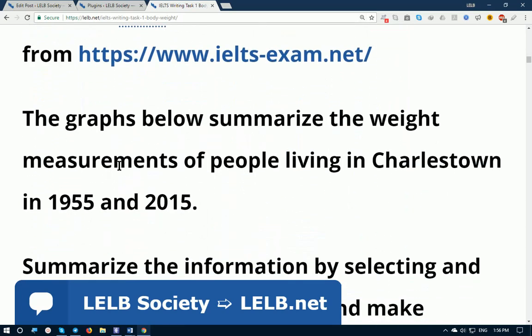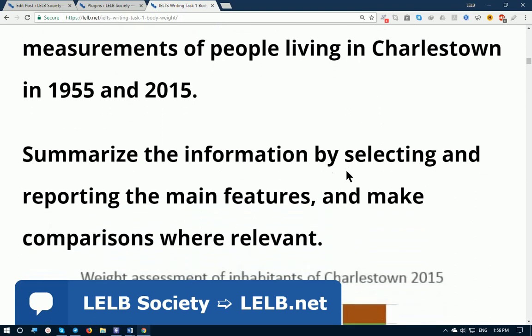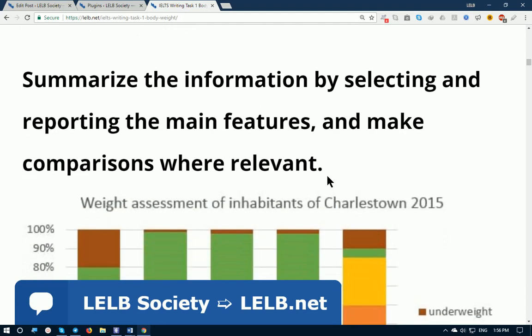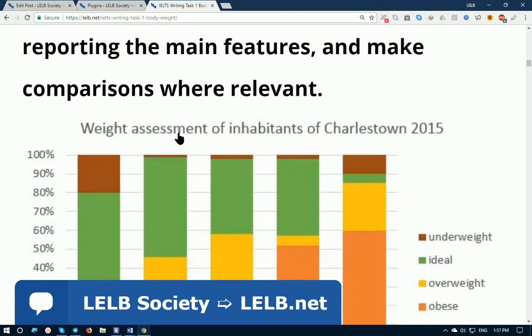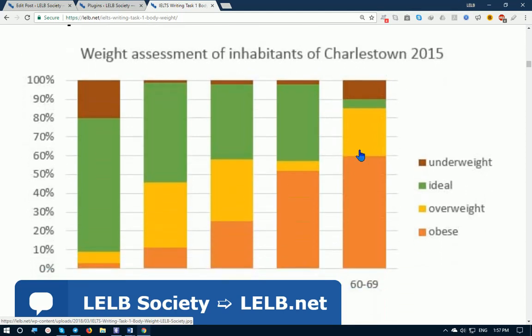It reads, the graphs here, there are two graphs and you should compare and contrast them and make a comparison. Below summarize the weight measurements of people living in Charlestown in 1955 and 2015. Summarize the information by selecting and reporting the main features and make comparisons where relevant. Okay, weight assessment of inhabitants of Charlestown in 2015.